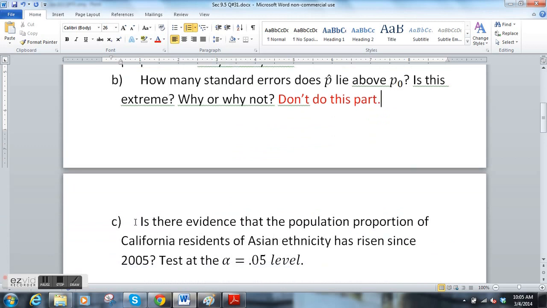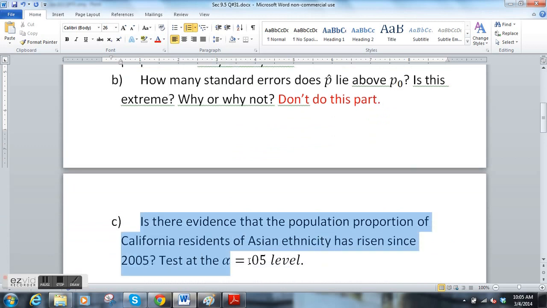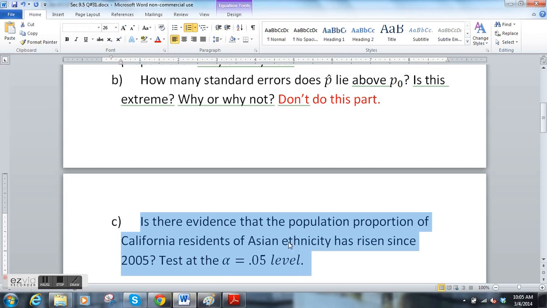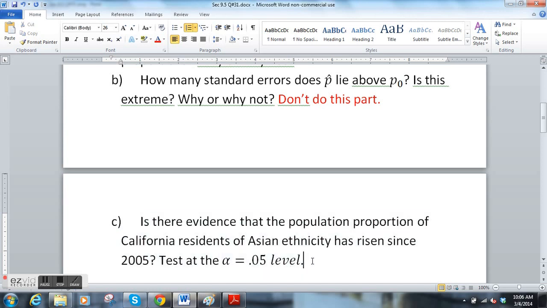So this is the meat of the question. I want you to be able to do a problem like this. Is there evidence that the population proportion of California residents of Asian ethnicity has risen since 2005? Test at the alpha equals 0.05 level. Again, when you see this alpha level, that's your big tip-off that you are doing a hypothesis test.